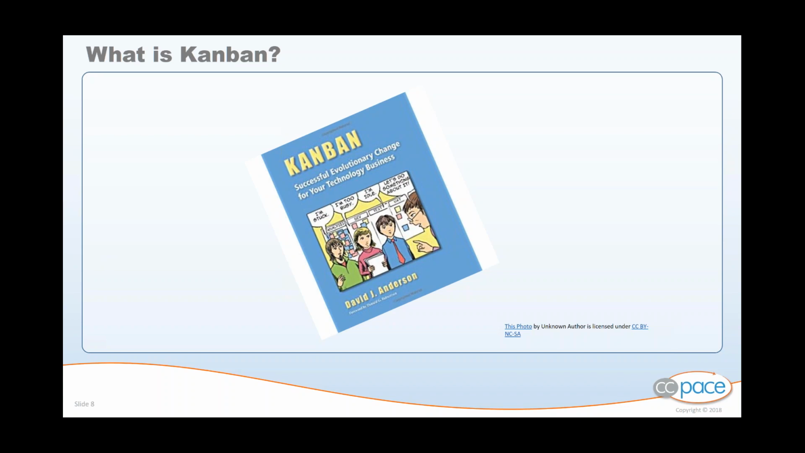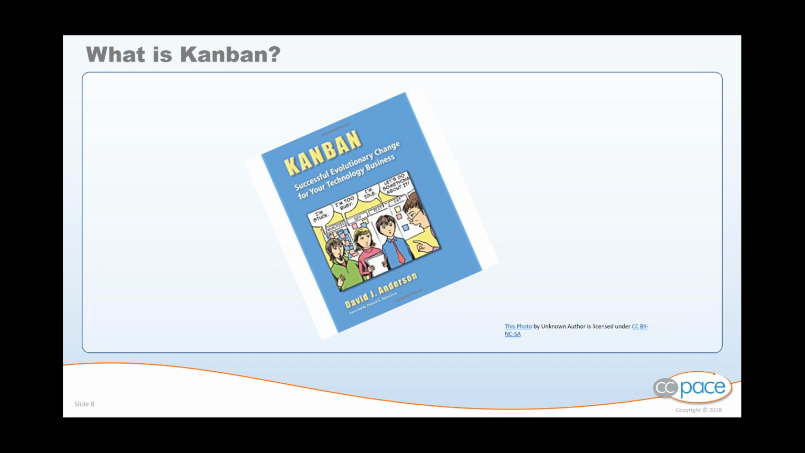And Dave Anderson came out with this book, Kanban, the Successful Evolutionary Change for Your Technology Business, where he really took the processes that were going on at Toyota and made them so that they work in a knowledge worker environment. And it's really revolutionized how we use Kanban outside of strictly manufacturing. So Dave Anderson is kind of the go-to guy when it comes to learning about the basics of Kanban.